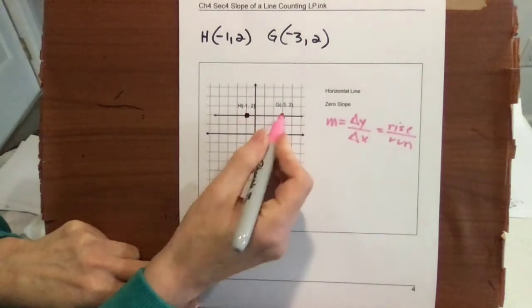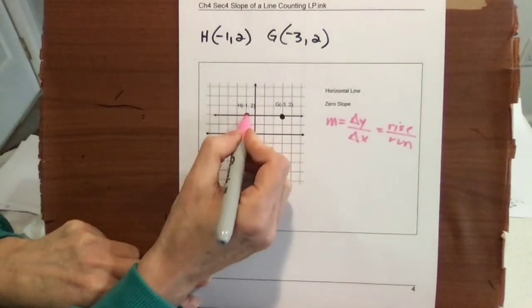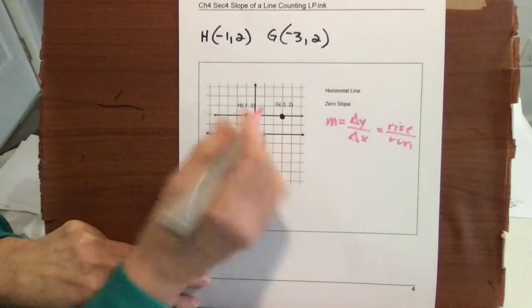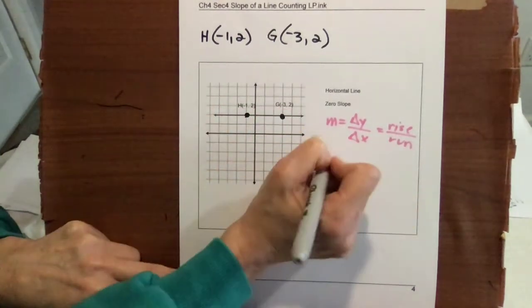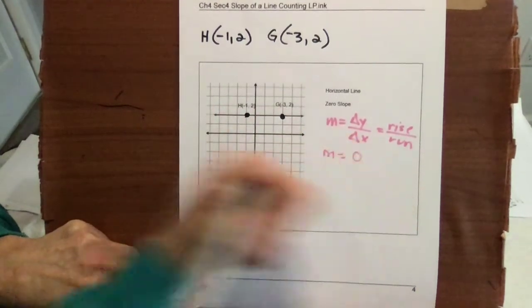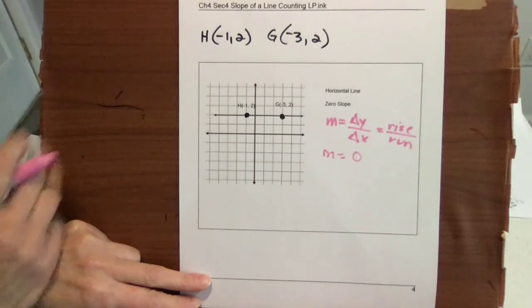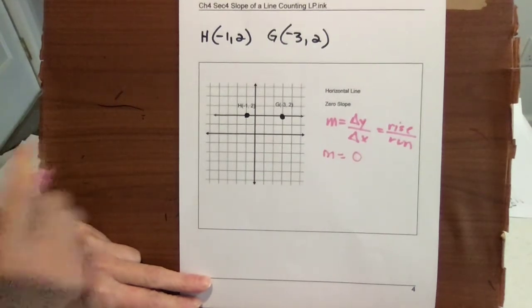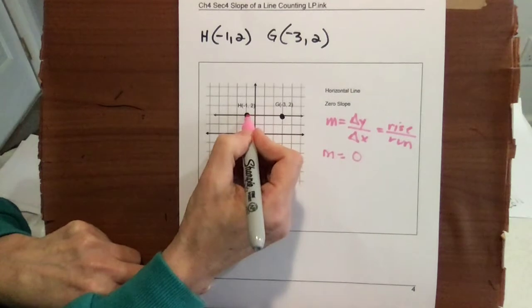So let's walk from H to G, and I try to go up or down, and when I do that, it takes me off the line. So I cannot move up or down. I cannot rise in a positive or negative direction. But I can run as much as I want. So I'm going to go, can't go up, can't go down, so I'm here still.